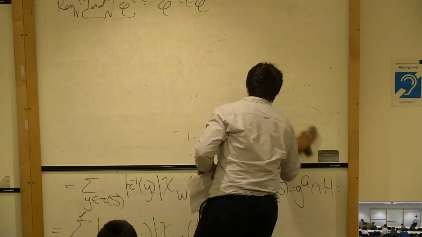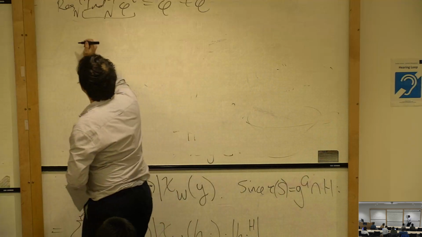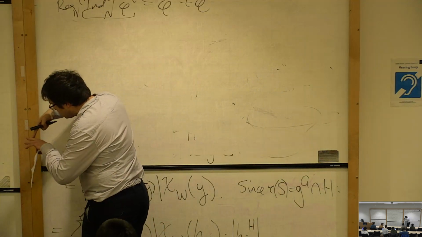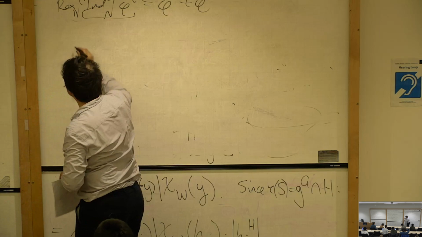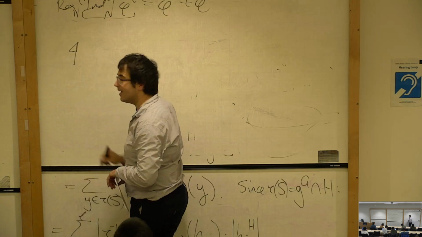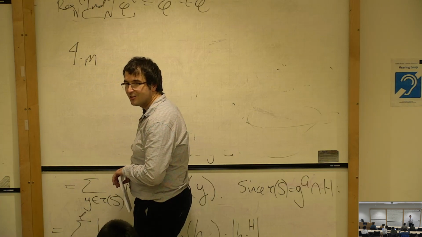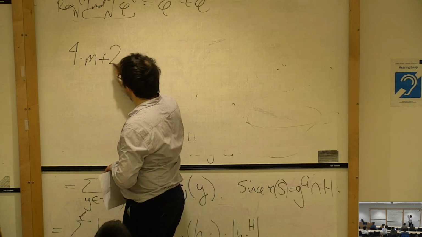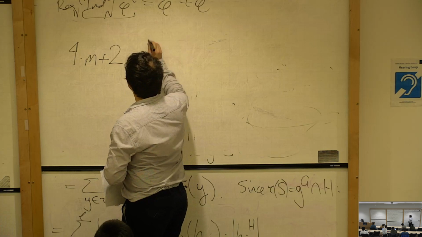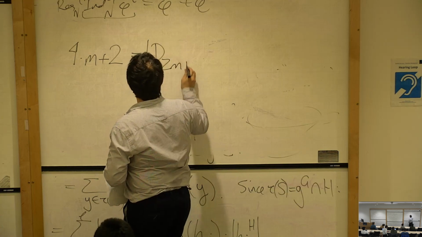Just add up the degrees. So I have m degree 2 things. I have to square the degrees. That's 2 squared times m, which is 4m. And how many linear characters are there? 2. Well, that's 2. There it is. It's the size of D_(2m+1).